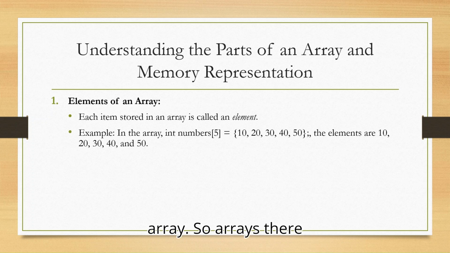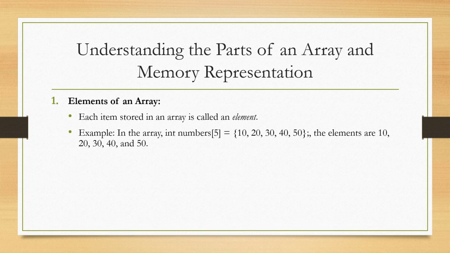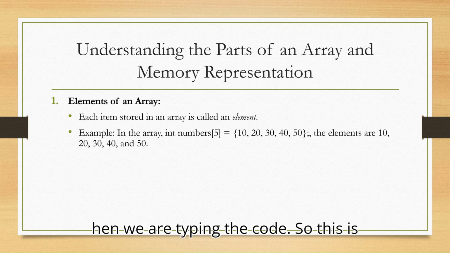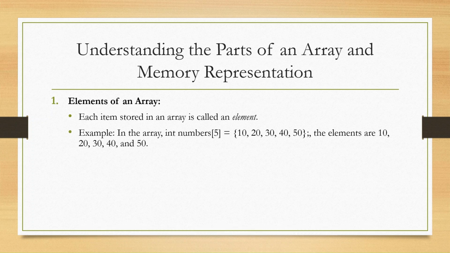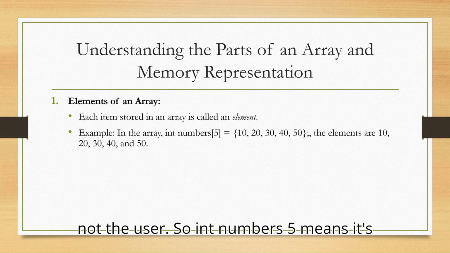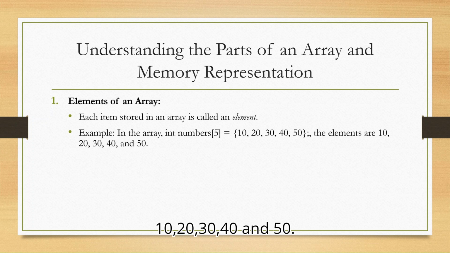There are two ways to declare arrays. Either the user can input data into the array, or we can declare an array during initialization. That is, we can declare an array right when we are typing the code, so this is done by the programmer, not the user. So int numbers[5] means it's an array named numbers with 5 elements, and the elements in it are 10, 20, 30, 40, and 50.